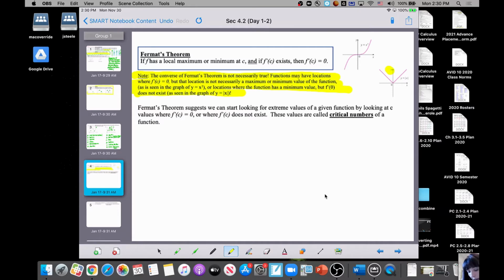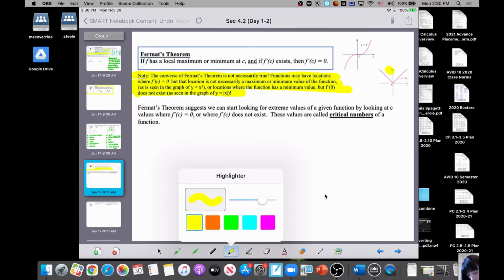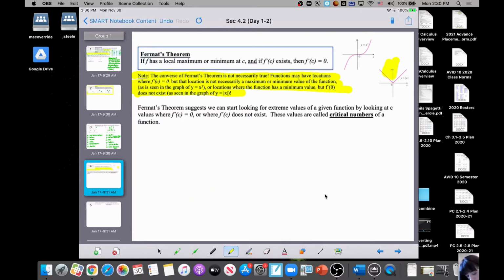Okay, and absolute value of x has a local minimum at x equals 0, but f prime of 0 does not exist for that location because we know we can't take the derivative at a pointy point, right? So Fermat's theorem is kind of a one-direction theorem only. It can't go both ways, okay? Just because a function may have a location where the derivative is equal to 0, that may not necessarily be a maximum or a minimum value of the function.